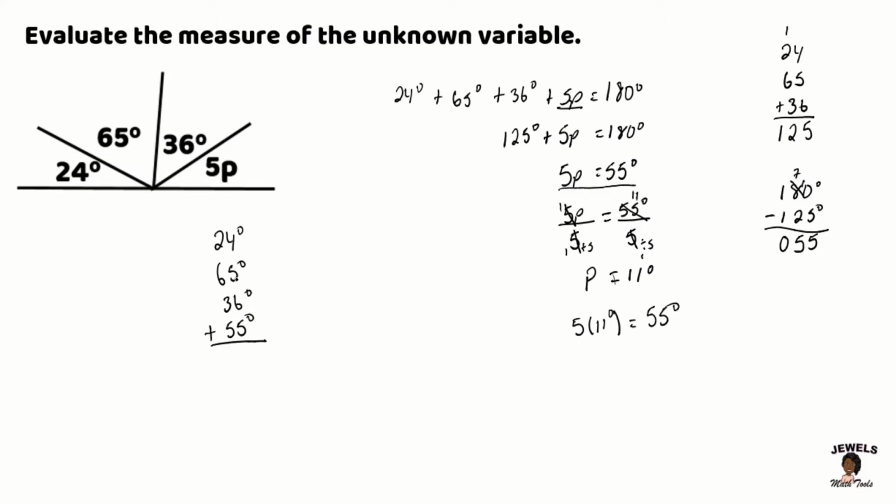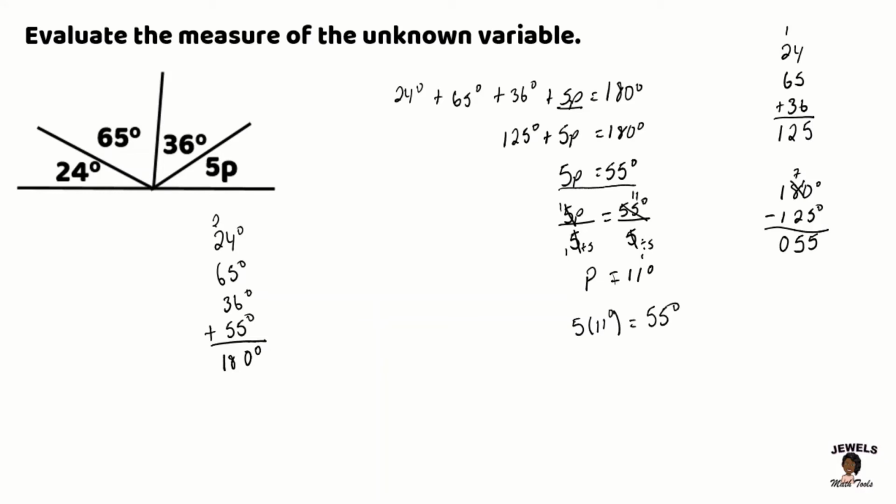So 5 plus 4 is 9. 9 plus 6 is 15, and 15 plus 5 will give us 20. Put my 0, carry the 2. 2 plus 2 is 4. 4 plus 6 is 10. 10 plus 3 is 13, and 13 plus 5 is 18. So all of our angles sum to 180 degrees, which also gives me another confirmation that my p equal to 11 degrees is the correct answer.